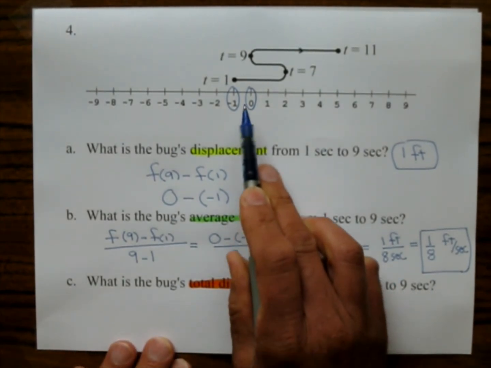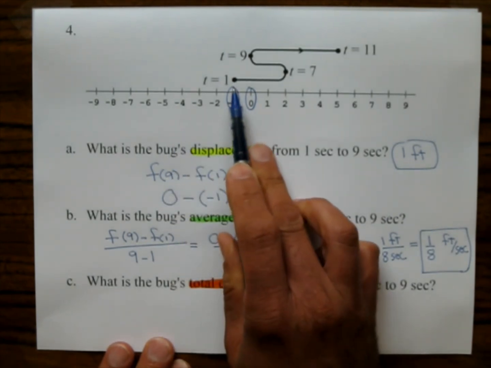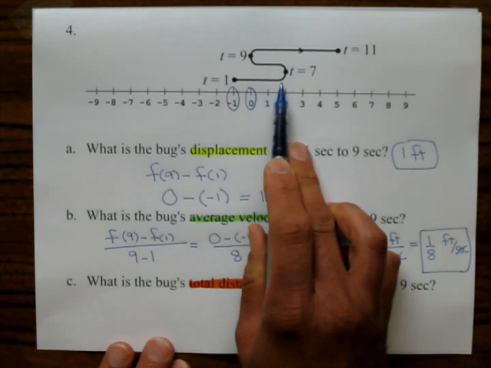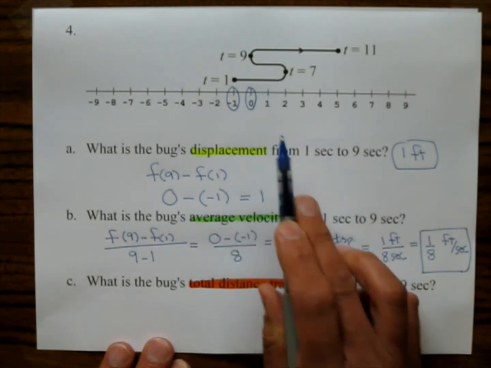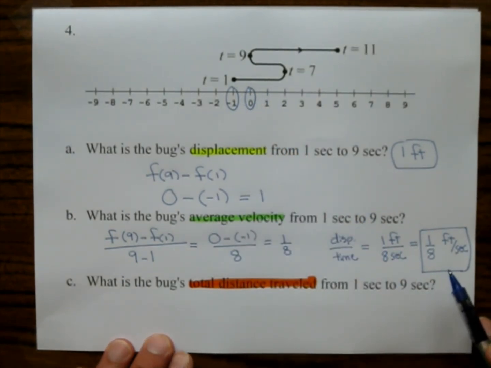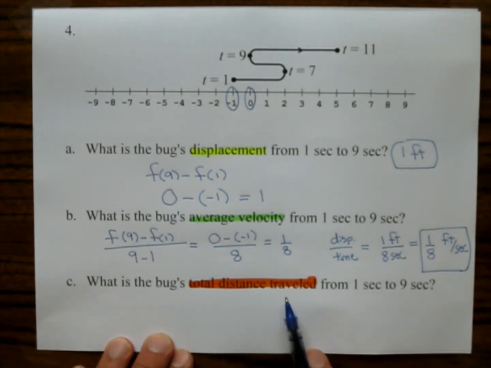So the travel went like this. From 1 second to 9 seconds, we went like this. And then came back to 0. It seems like our average velocity happens to be positive, even though sometimes we were going with a negative velocity. The total distance traveled.